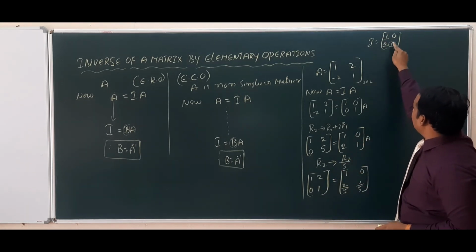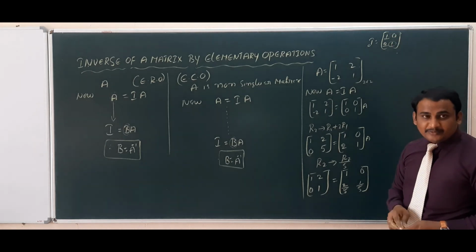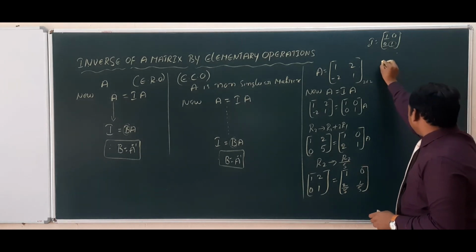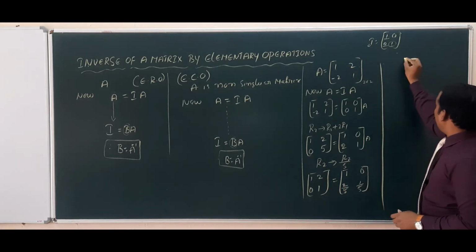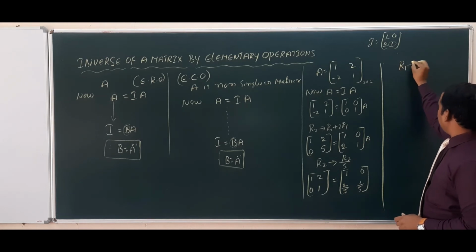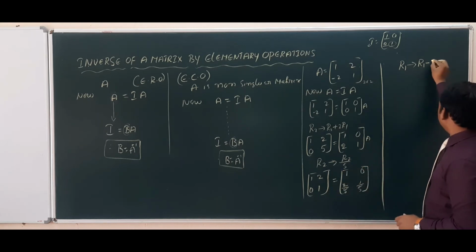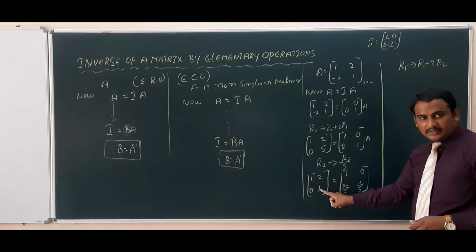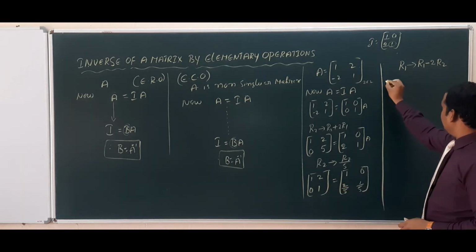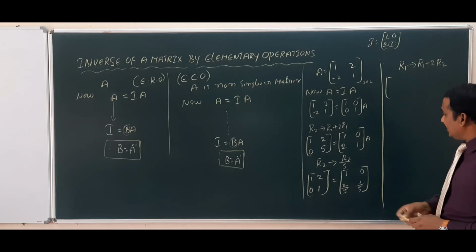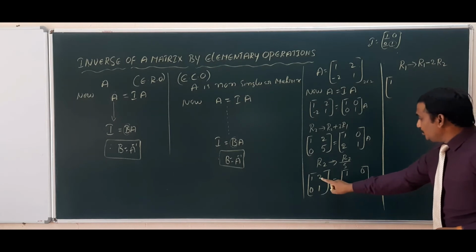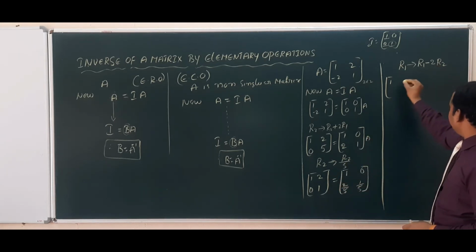Here 1 0 1. Next, last, the A12 element, this one, should become 0. Now I am writing here R1 implies R1 minus 2 into R2. That means 2 minus 2 into 1 0. Here, first on the left side, 1 minus 2 into 0 means 1 only. Here 2 minus 2 into 1 becomes 0.